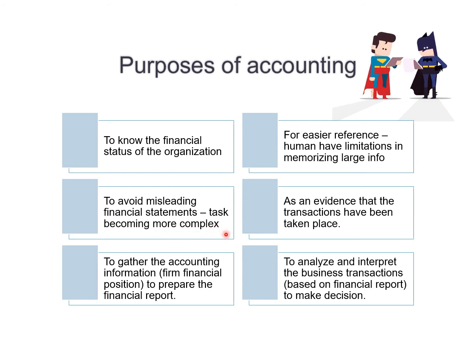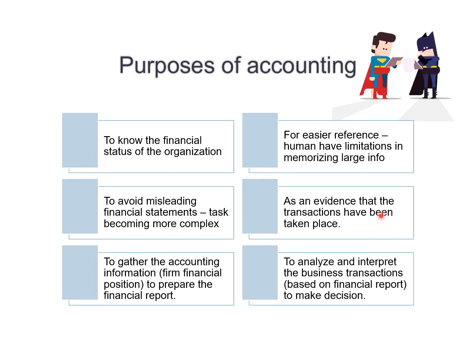Okay, you have to imagine that business ni ada pelbagai jenis business dan ada yang simple, ada yang complicated. So, bila business yang complicated, bila dia melibatkan contohnya banyak anak syarikat, so dia akan jadi kompleks. So, in order to avoid the misleading financial statement, kita kena buat accounting ni. And then to gather the accounting information and to prepare the financial report. Next, untuk easier reference, because human have limitation in memorizing large information. So, kalau kita tak ingat, kita kena record lah. So, that is why accounting is there.